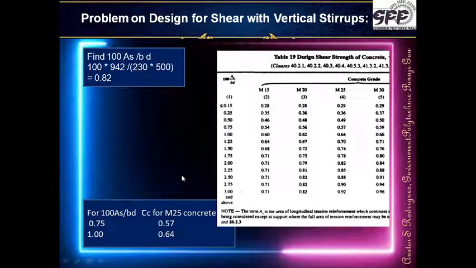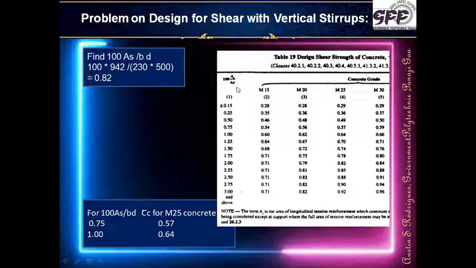Having got that as 942 mm square, find 100 AS upon BD because this first column has 100 AS upon BD. So 100 into 942 divided by 230, and this is 500. So we get this value as 0.82.